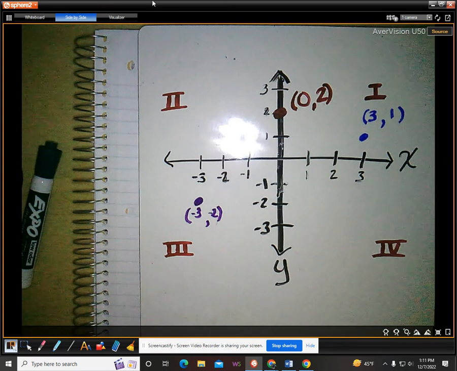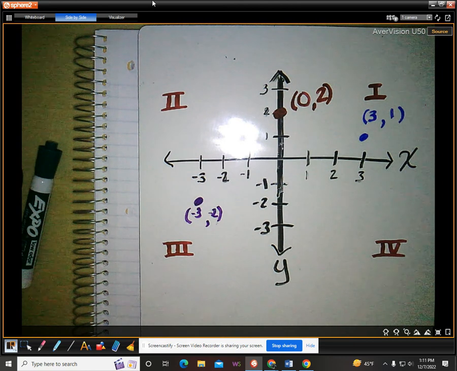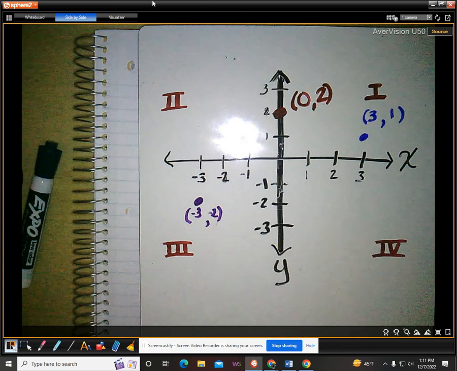Okay, so that's ordered pairs. Remember, pair of jeans, pair of shoes, pair of socks, pair of gloves. You have to have 2 numbers. Quadrants, you're dealing with one of the 4 locations, or it's none of them. Okay?